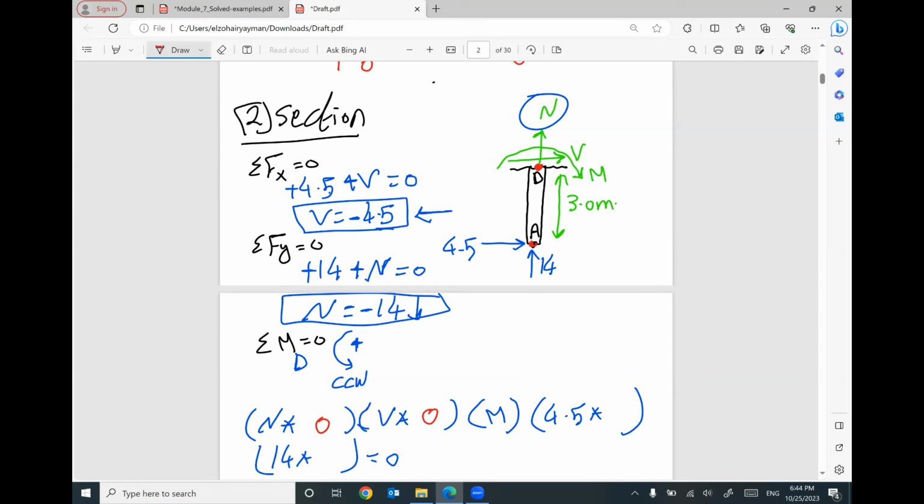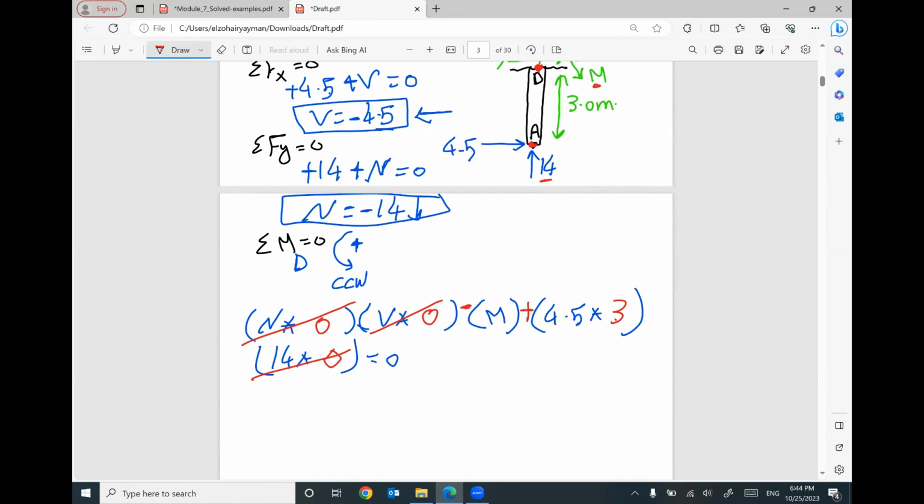4.5, the distance between 4.5 and D is 3 meters. The distance between 14 and D is 0. Hey, 14 is a vertical force. That means your distance must be horizontal. Do you have a horizontal distance between the two positions? No. This term will be cancelled. This one will be cancelled. This one will be cancelled. Based on my assumption, counterclockwise, this one is clockwise, so it will be negative. This direction, 4.5 times 3, will rotate counterclockwise, it will be positive.